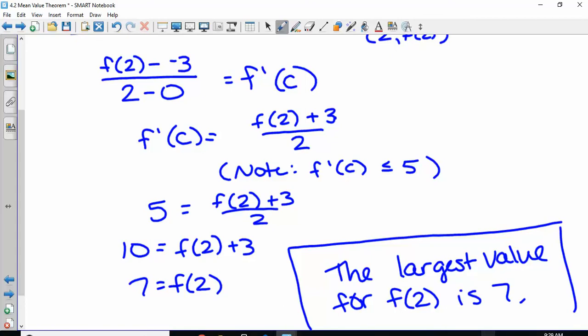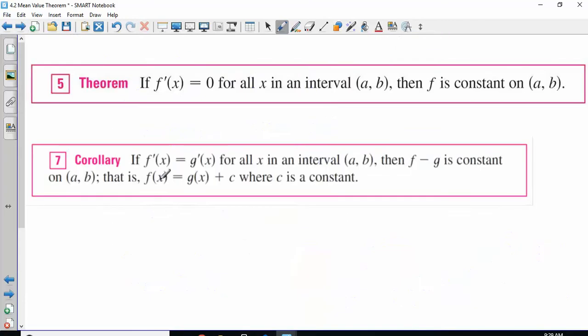A couple conditions that go along with this. If the derivative is always 0, so if it's 0 everywhere, the only way that would happen is if the original function was a constant. We saw a picture right after Rolle's theorem, I think the first picture I showed you, a horizontal line. So if its derivative is 0 everywhere, it has to be a constant.